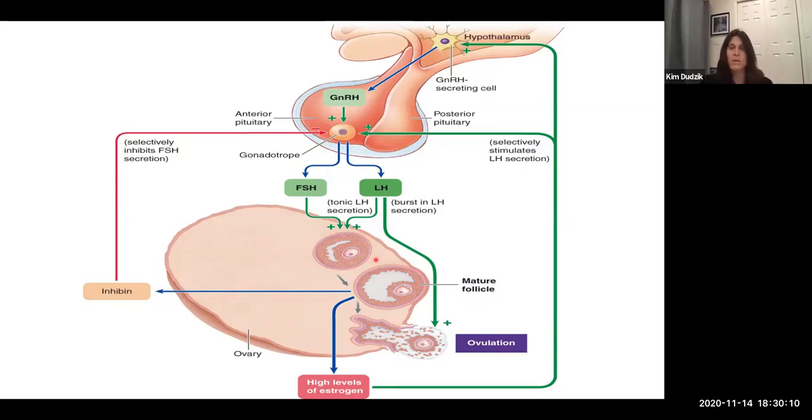We don't want to stimulate any more follicles again. We want to see what happens with this egg. Because if this egg gets fertilized, then any stimulation of more follicles is a waste of eggs. So the body kind of bets that this is going to be fertilized.